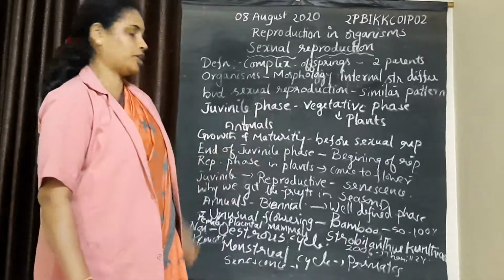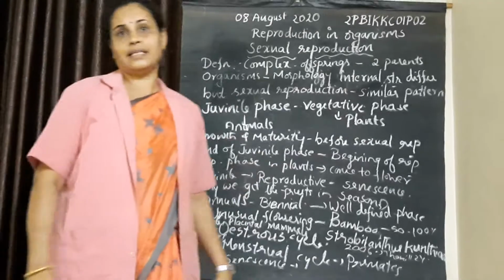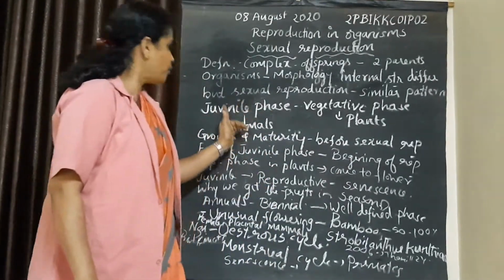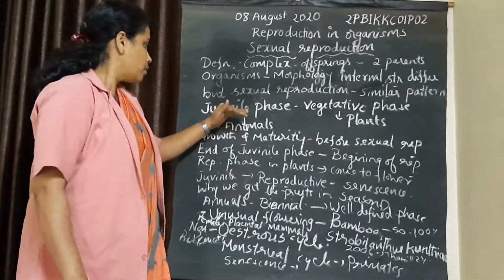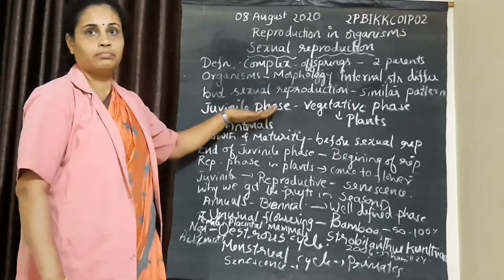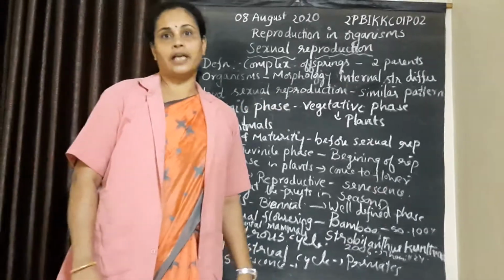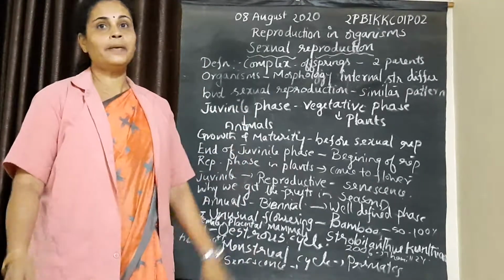before the reproduction. So what is growth? It's nothing but an increase in the size of the organism. The juvenile phase is used for animals. The period of growth before sexual reproduction is called the juvenile phase. It is a more complex process in case of animals.